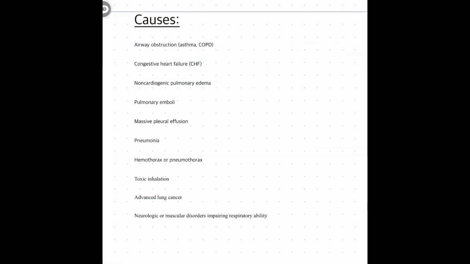There are many causes of acute respiratory failure, such as airway obstruction, congestive heart failure, pulmonary embolism, pleural effusion, pneumonia, pneumothorax, toxic inhalation, and ARDS. So any problem that leads to impairment in oxygenation can cause life-threatening acute respiratory failure.